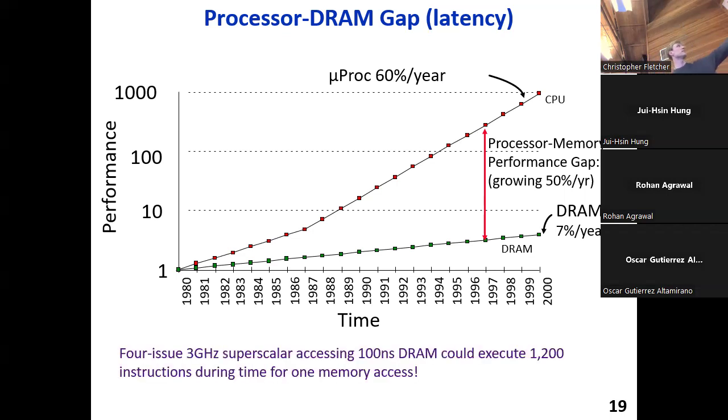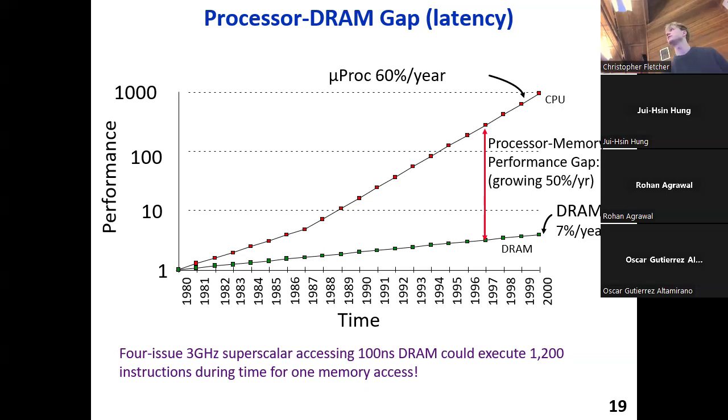Just to give some perspective here, if you're issuing 4 instructions per cycle at 3 gigahertz, accessing DRAM, which is a 100 nanosecond latency if you go back to the datasheet page, is tantamount to 1,000 plus instructions that you could have fetched in the CPU. So for every 1,200 instructions that you fetch, you can perform 1 memory access. And oh, by the way, in our 5-stage pipeline, every instruction needs a memory access. So there's clearly a huge mismatch here.